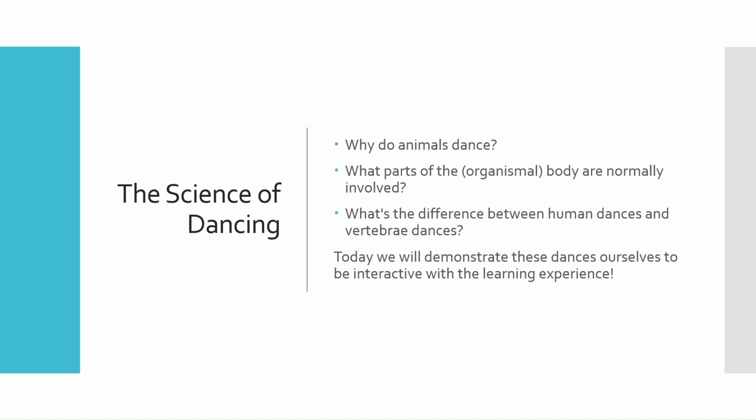The next question is, what parts of the body are normally involved? There are many body parts used when it comes to dancing, and in today's presentation we have selected 5 different animals from each taxa, and we're going to teach you a little bit about the body parts involved. Some use their whole bodies while others just use a simple toe.